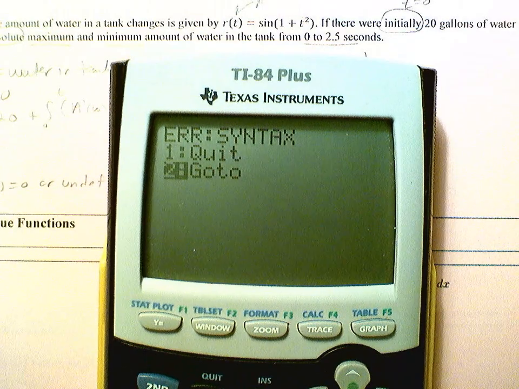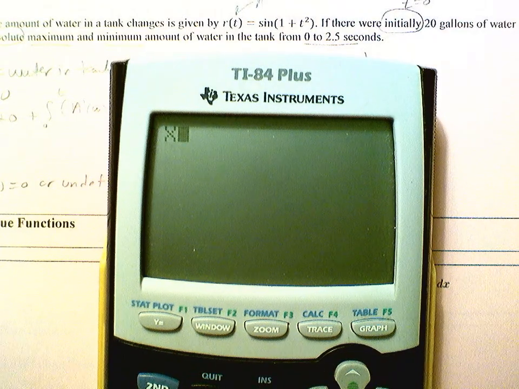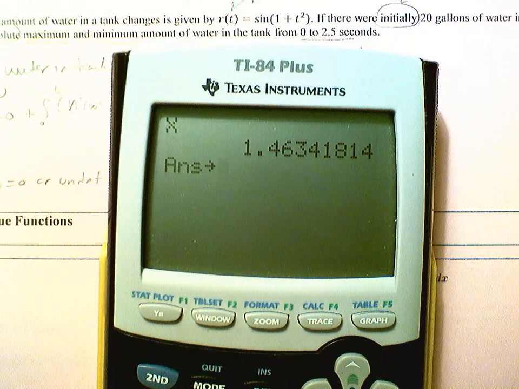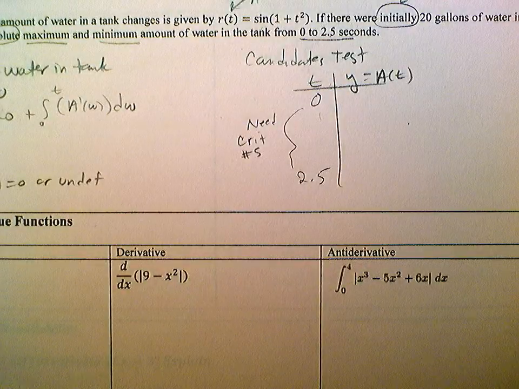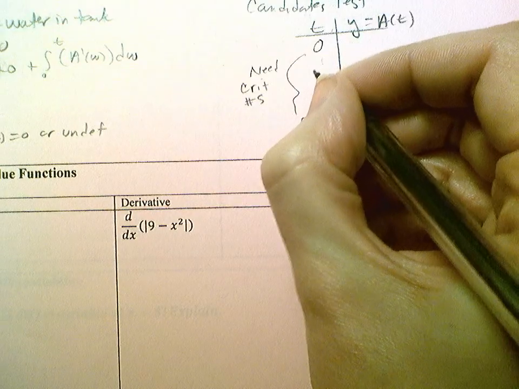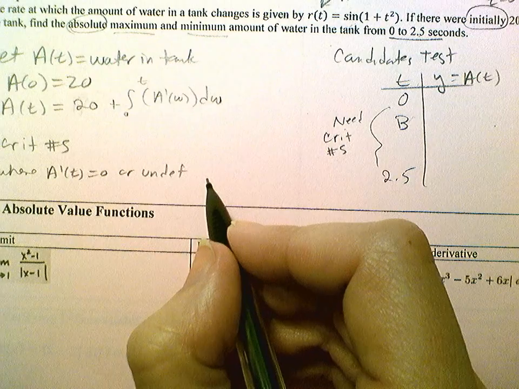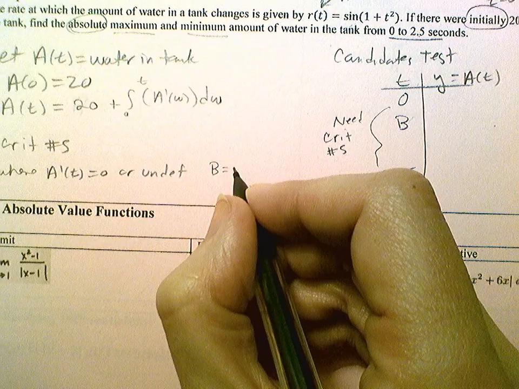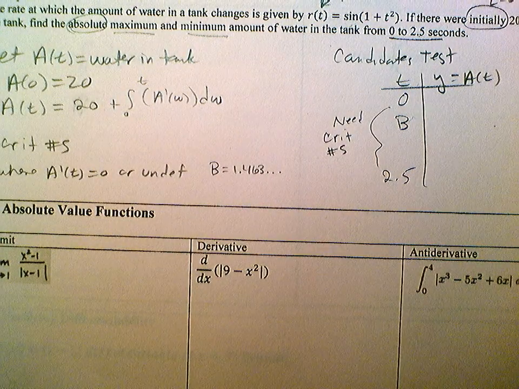All right, so that was X. Store, there we go. B. Okay, so now that's stored as B for later. And this is going to go in my table. All right, so I'll say B right there. And then maybe I'll say B here somewhere else. I got to tell my reader what these numbers are. So B is 1.463... So I'll say that for my reader for later.